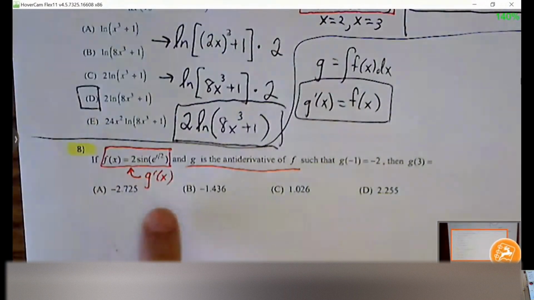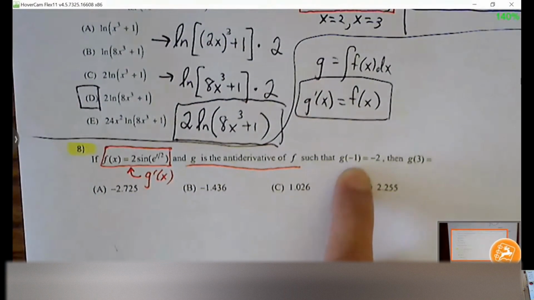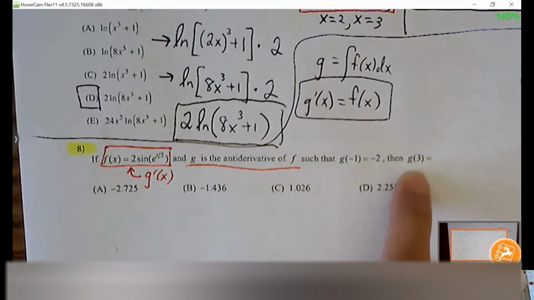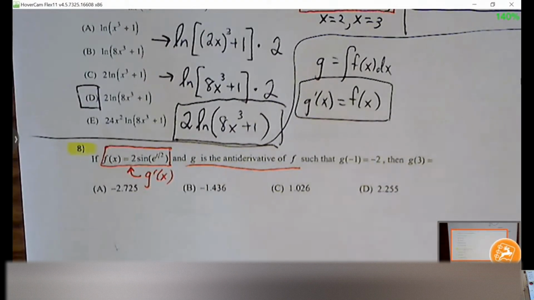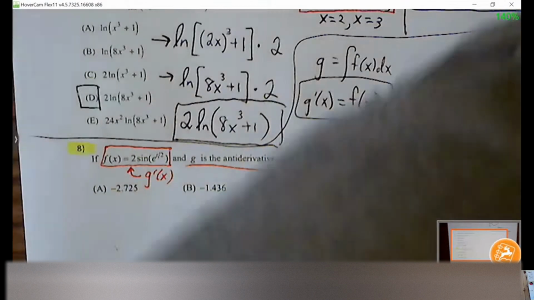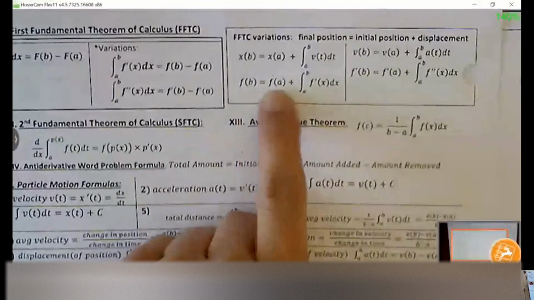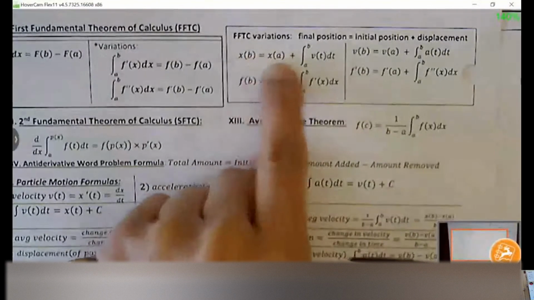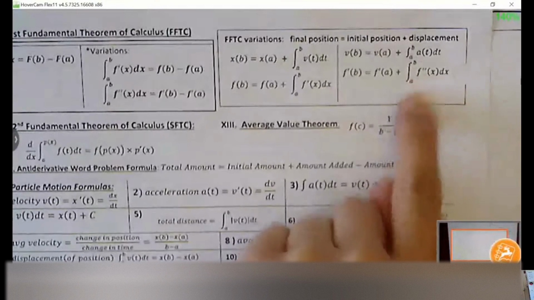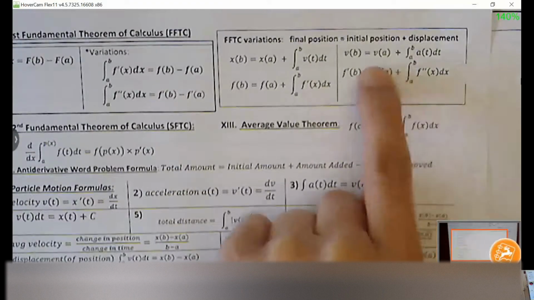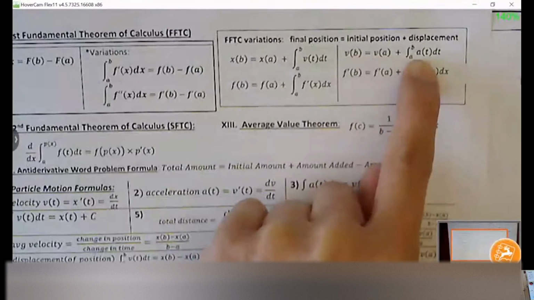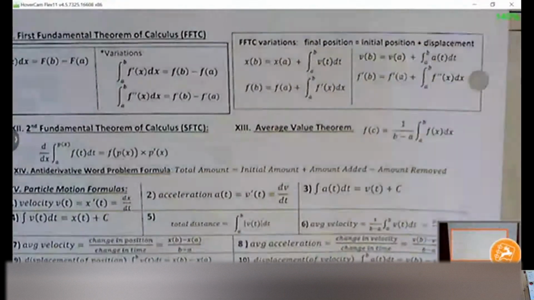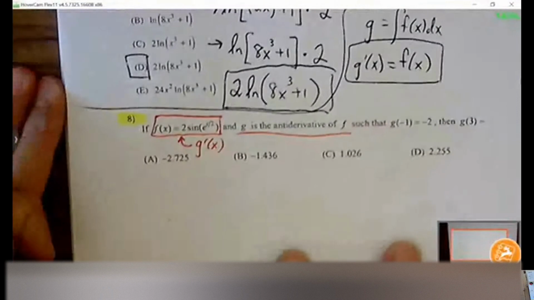So I have something that is g prime. I have a given point on the function, and then I'm asked for g of 3. So I like to think of this as a variation of that first theorem, that final equals initial plus displacement. If you look at your formula sheet, there's a lot of variations of it. You can think of it as f of b equals f of a plus the integral of f prime. It could be between position and velocity. It could be a relationship between f prime and f double prime, or between velocity and acceleration. All these variations of the first theorem, I'm going to write out.